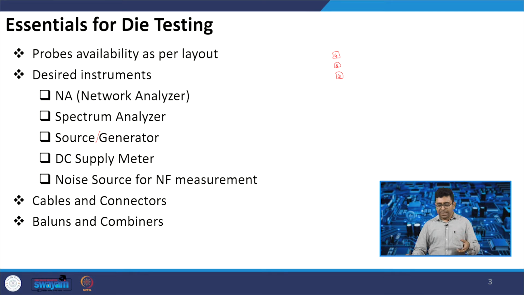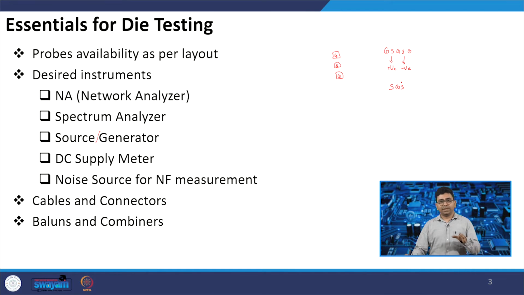If you are doing differential signaling, then there are probes available which are GS, GSG. So, in differential you can give this as a positive signal and this as a negative. So, you can provide a differential signal also, and you can take out a differential signal. This is called a GS-GSG probe. There are even SGS probes available, which is called signal ground signal. So, various probes are available.